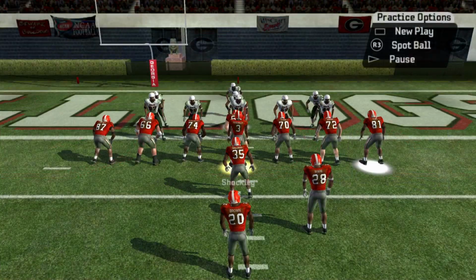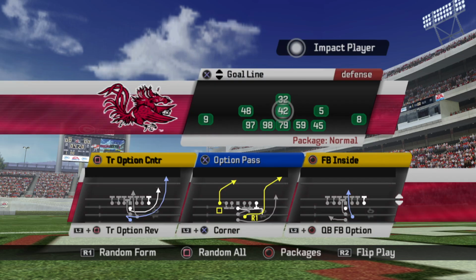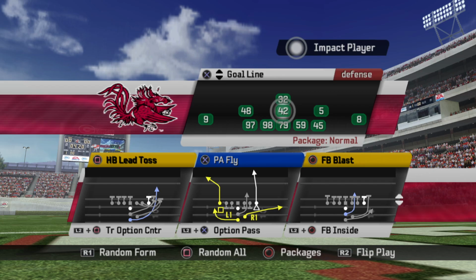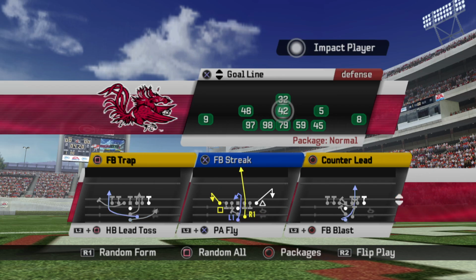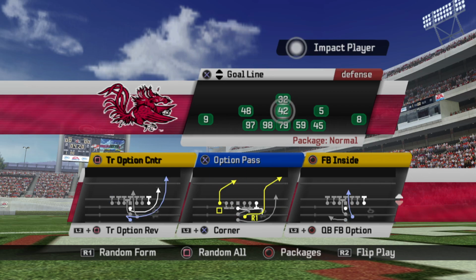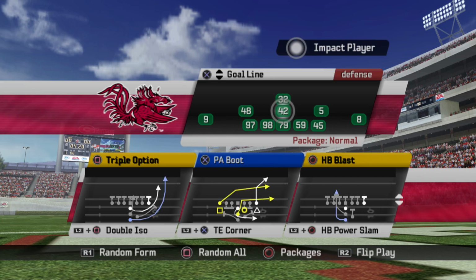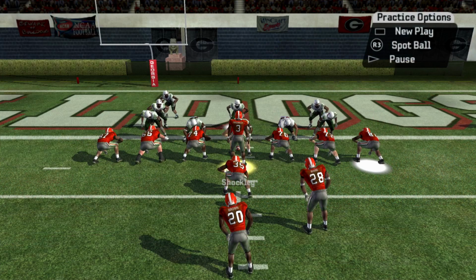You could just practice, fool around with some of these plays on the goal line and see if they're a little more useful. One thing that this formation also needs is some halfback runs to the outside. There really isn't any good ones. Counter lead is a bad one. Halfback toss is a bad one. And that is it. Halfback blast may be your best one, or that power slam. We can try one of these.